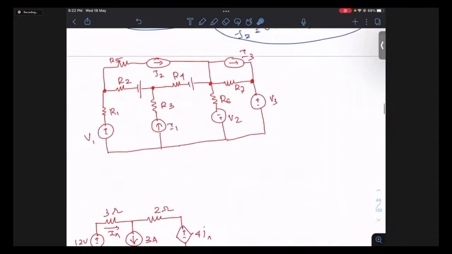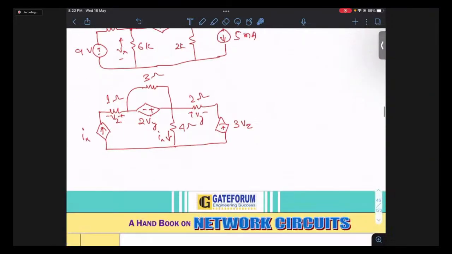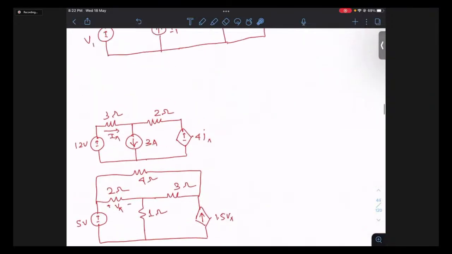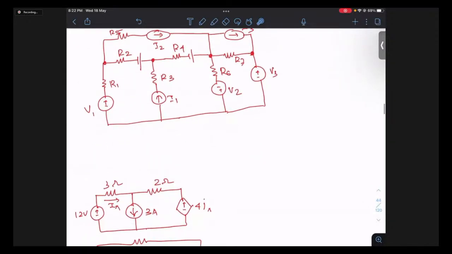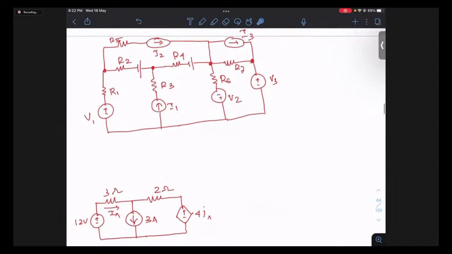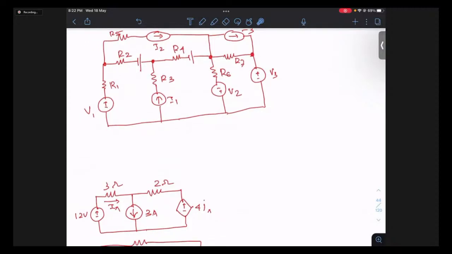So this is all about your mesh analysis. All right. So 5, 6 questions I have solved. Now let us see the nodal analysis. Like mesh analysis is one systematic technique, nodal analysis is also a systematic technique.